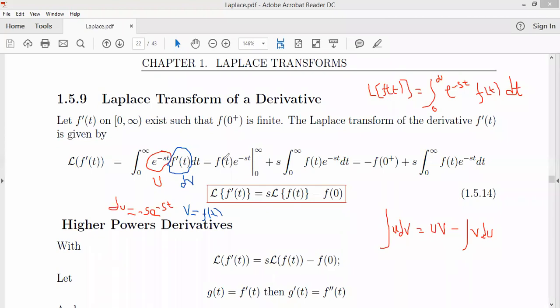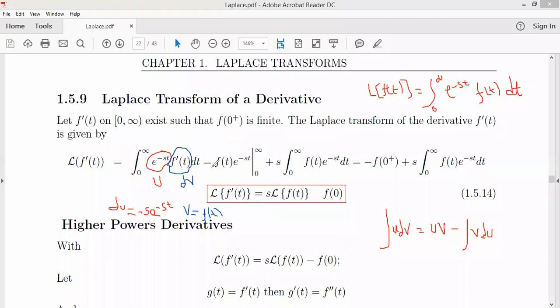I am here. I have uv. So I have the minus s e to the minus st. That is... what am I not getting right here? Okay, I need to go a little bit slow. There is something I'm not seeing. Why? Okay, I expected some s here. Maybe I'm getting this wrong.